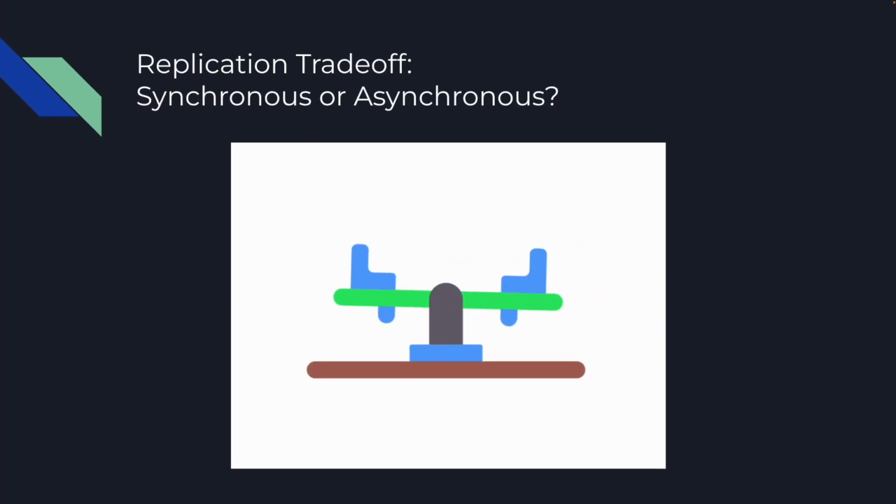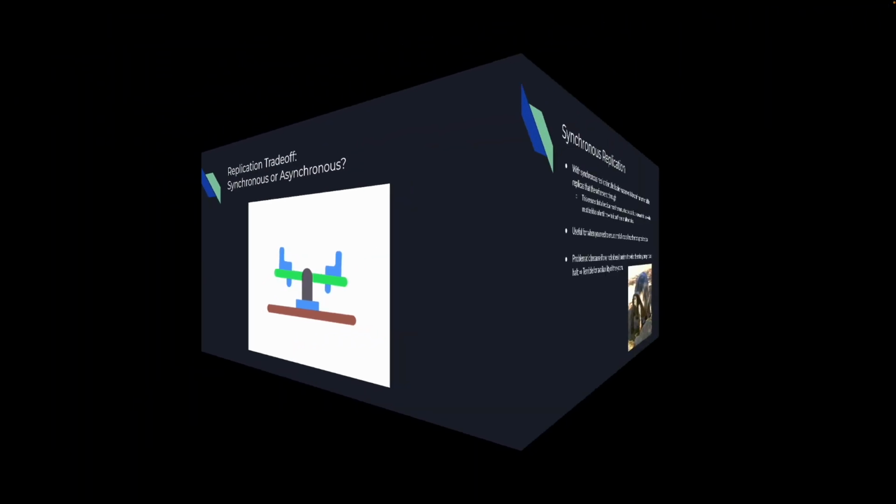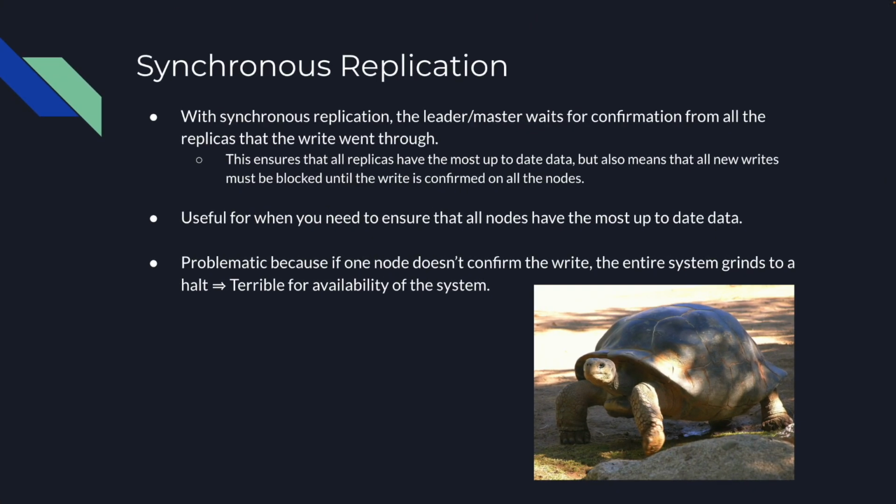So when it comes to replication, we now have another trade-off, which is synchronous or asynchronous replication. What is synchronous replication? In this setup, the leader or the master must wait for confirmation from all the replicas that the write went through. Obviously, this ensures that all the replicas will have the most up-to-date data, but it also means that all new writes must be blocked until the previous write is confirmed from all of the nodes.